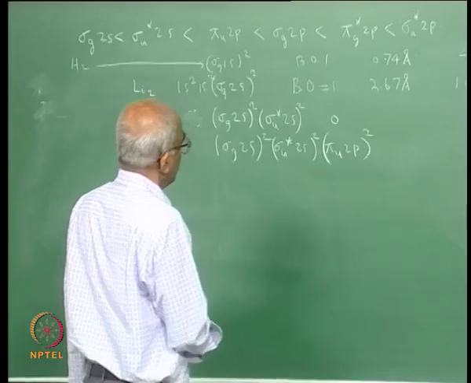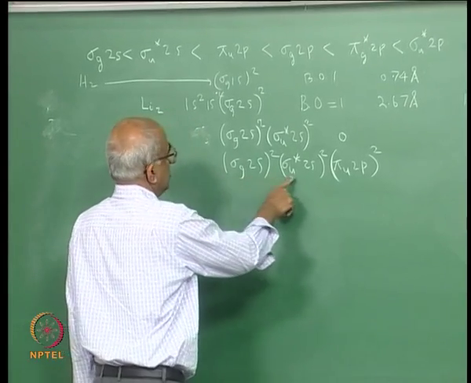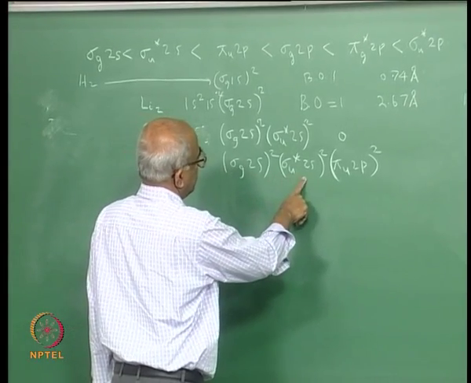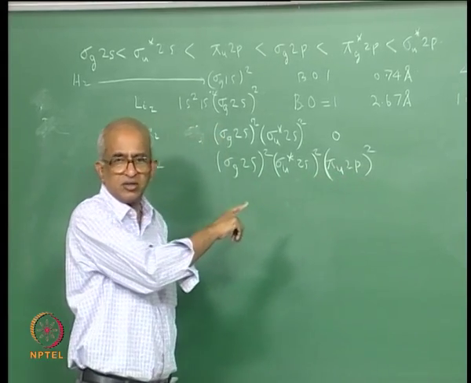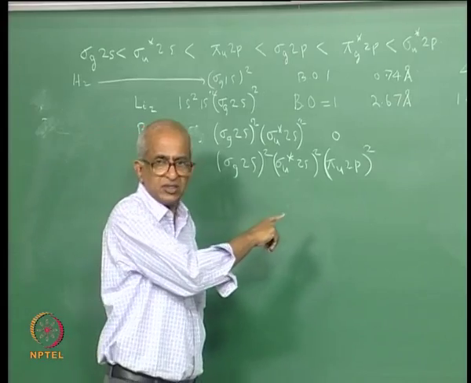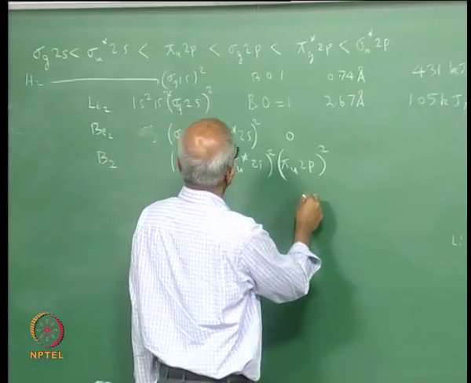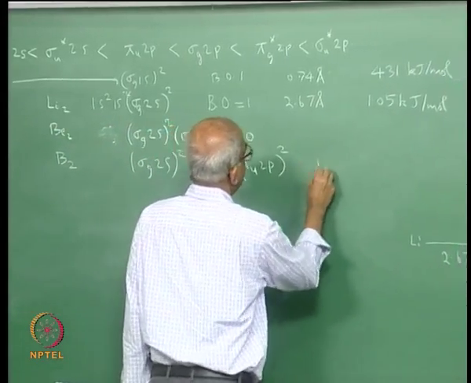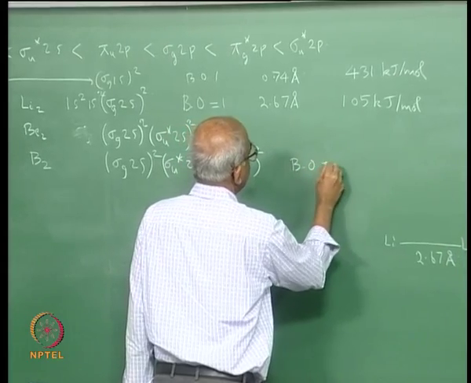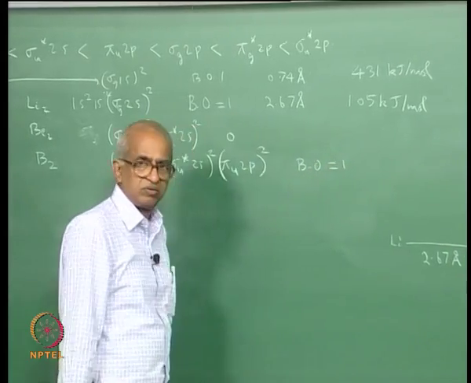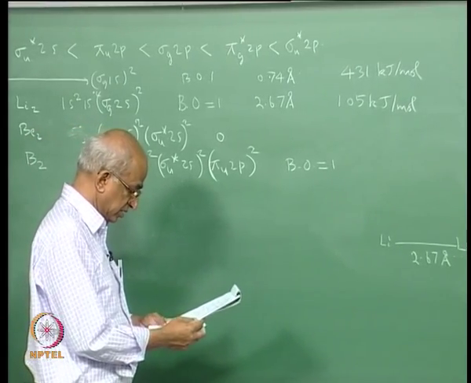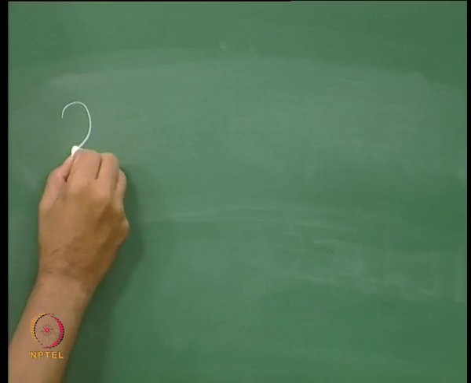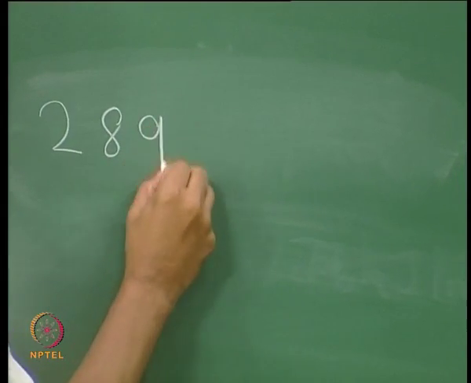And then what about the bond order? Well, the bonding due to this is cancelled by the bonding due to that, but these are bonding orbitals and there are 2 electrons sitting in these bonding orbitals. So, bond order is going to be how much? It is going to be 1. And bond energy you can measure, it is found to be 289 kilojoules per mole.